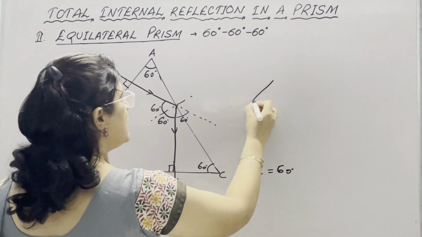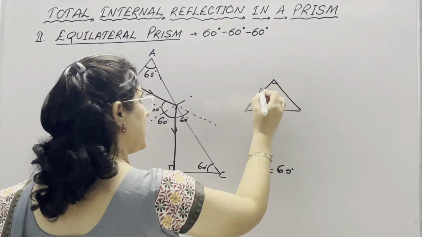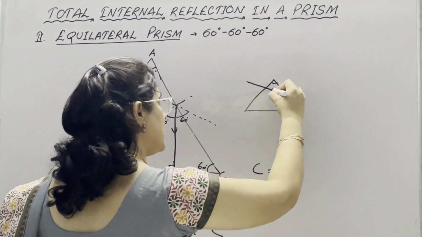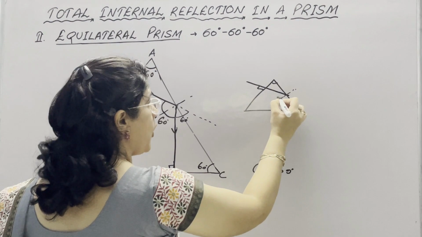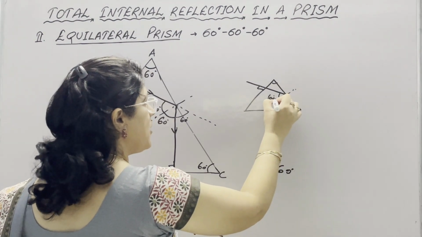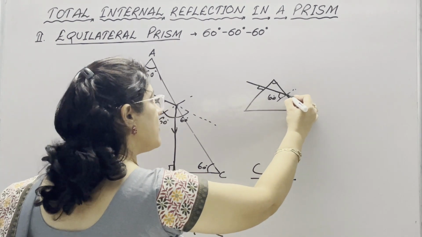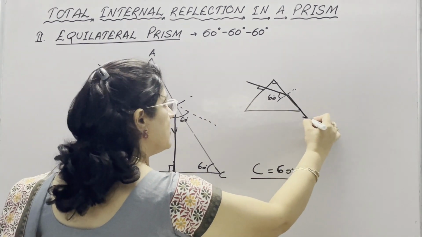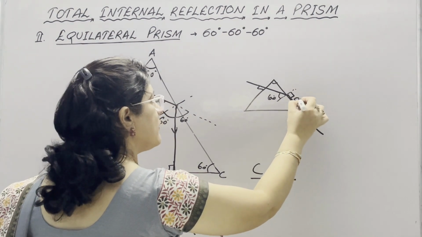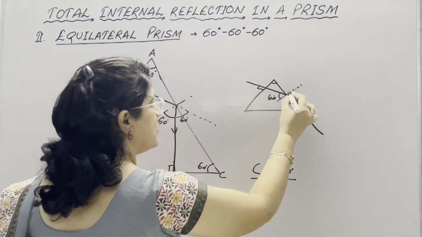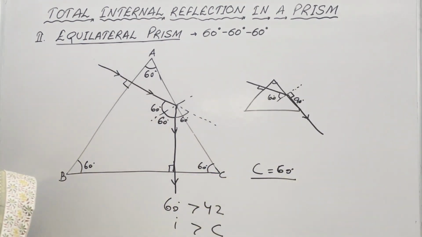If this is given, then we need to draw the prism like this only. A ray incident normally on this surface passes undeviated. With the normal, it makes an angle of 60 degree. But if it is given that the critical angle is 60 degree, then the ray will go like this, because here it makes an angle of 90 degree with the normal. So the ray can go like this if it is given that the critical angle is 60 degree.